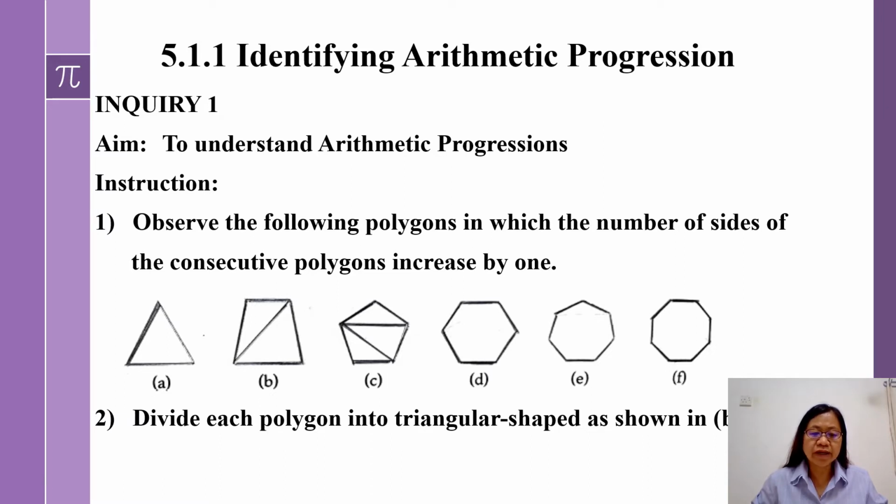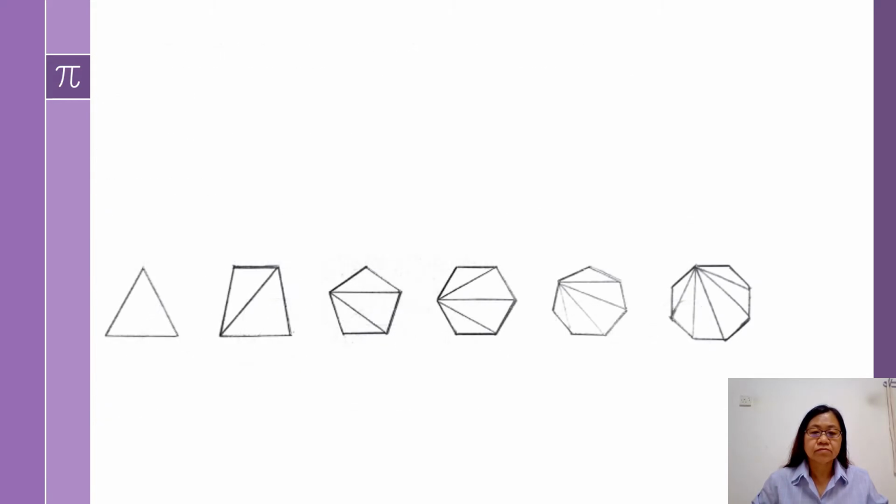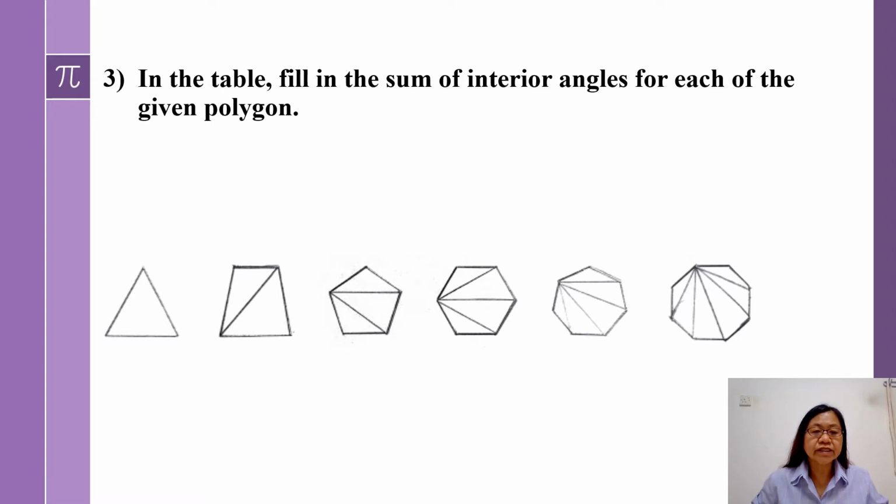2. Divide each polygon into triangular shape as shown in B and C. You can see diagram B can divide into 2 triangular shapes, and diagram C you can divide into 3 triangular shapes. Number 3, in the table, fill in the sum of interior angles for each of the given polygon.